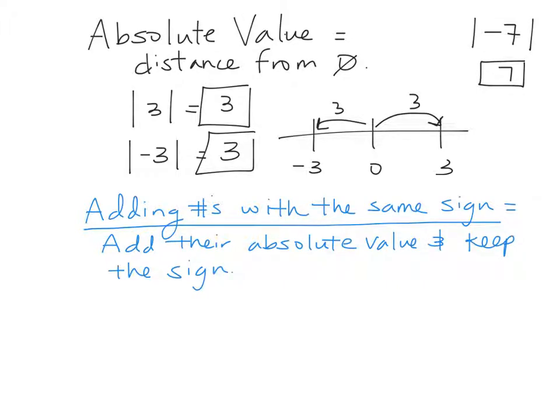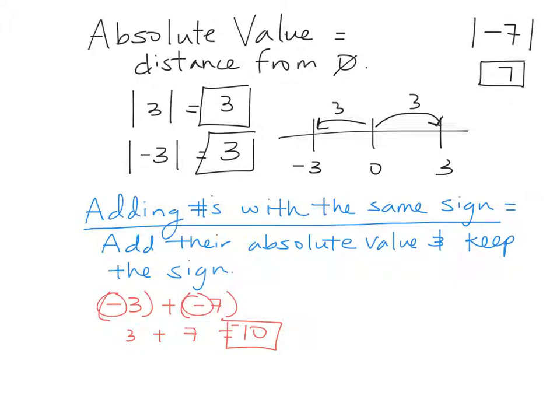Okay, here's what I mean. If I have two numbers with the same sign, so -3 plus -7, okay? What's the absolute value of -3? 3. What's the absolute value of -7? 7. So 3 plus 7 is 10. But then you keep the sign. So if they were both negative, you keep it negative. So -3 plus -7 is -10, okay?